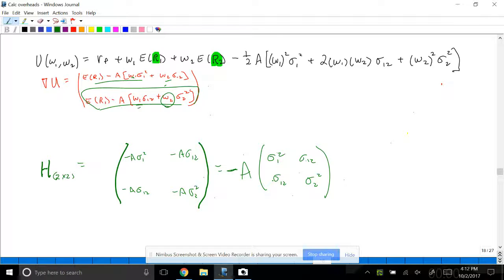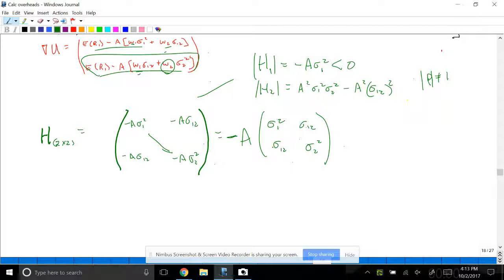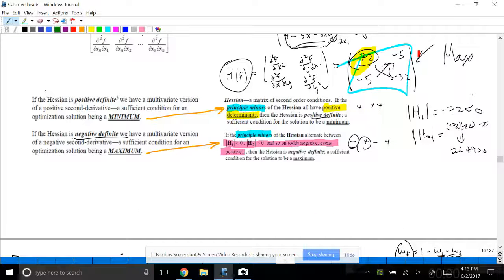All right, so if we take the principal minor here, that's the determinant. So it's going to be negative, since the variance is always positive. And here you take this, so it'll be A squared times the variance of asset 1, variance of asset 2, minus A squared times the covariance of asset 1 and asset 2 squared. So as long as the absolute value of the correlation is not equal to 1, this is going to equal a positive number. All right, so what we have here is a negative positive pattern. And so if we go up to our little rule here, negative positive means the Hessian is negative definite. So yay, we get a positive number.